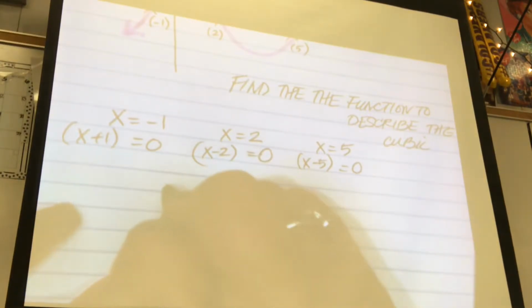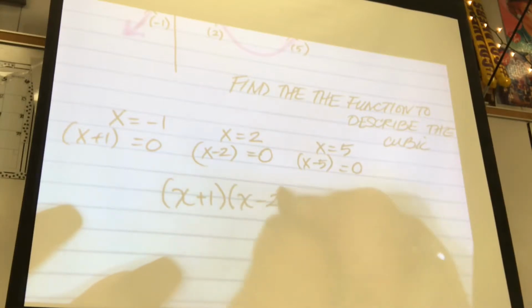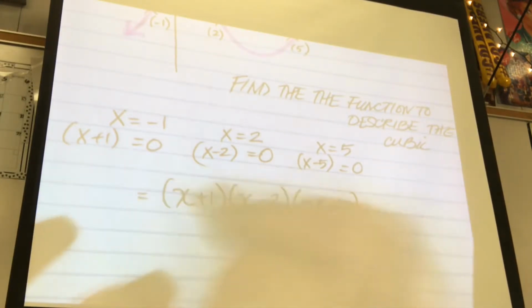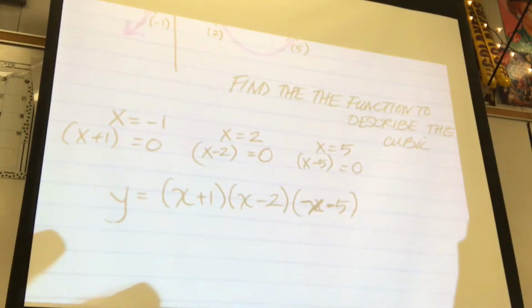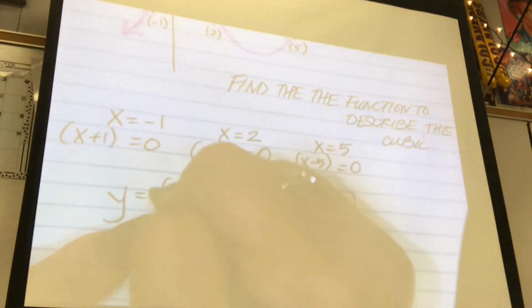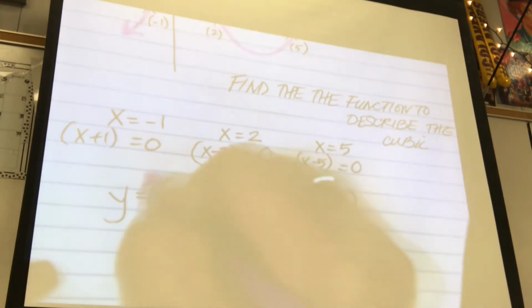Perfect. So I know that my function is going to be described as x plus 1 times x minus 2 times x minus 5. Now, starting from the bottom, now we're here means that it's positive. That means my a is going to be positive. So make sure that I'm going to be solving for a now.